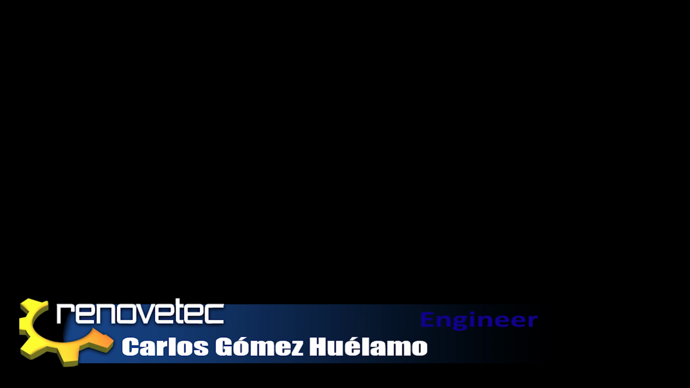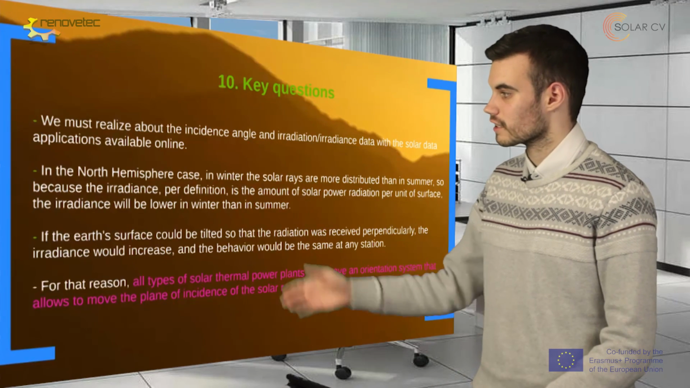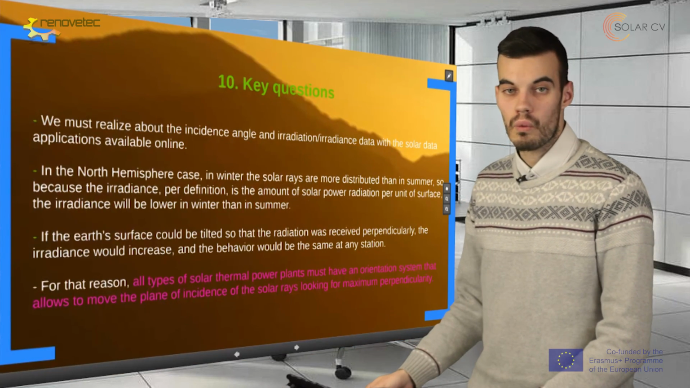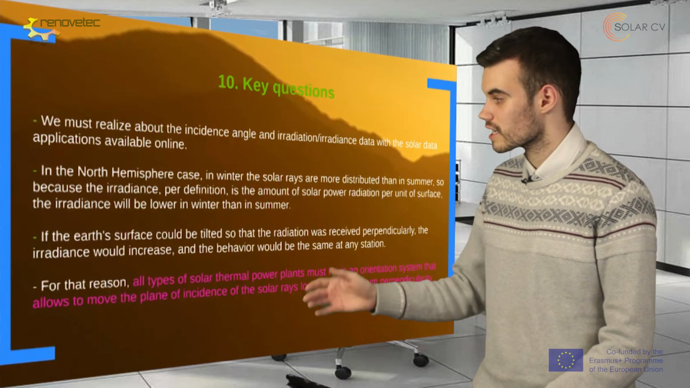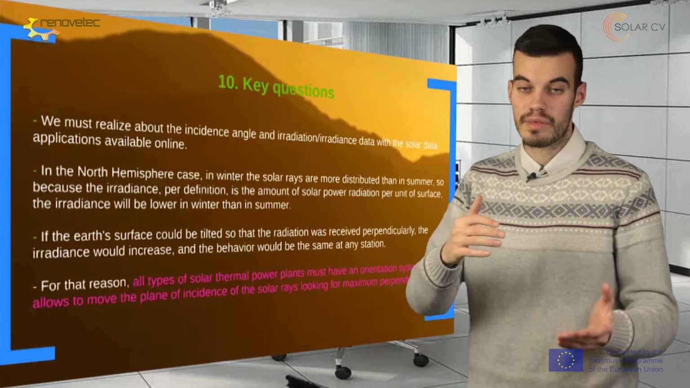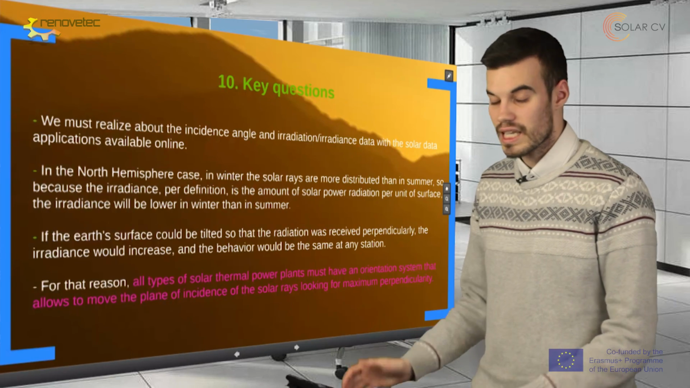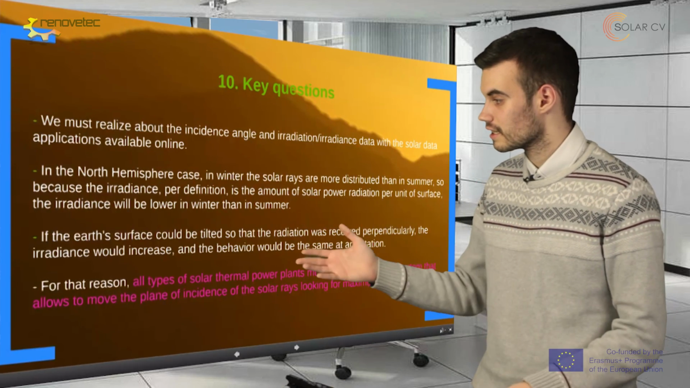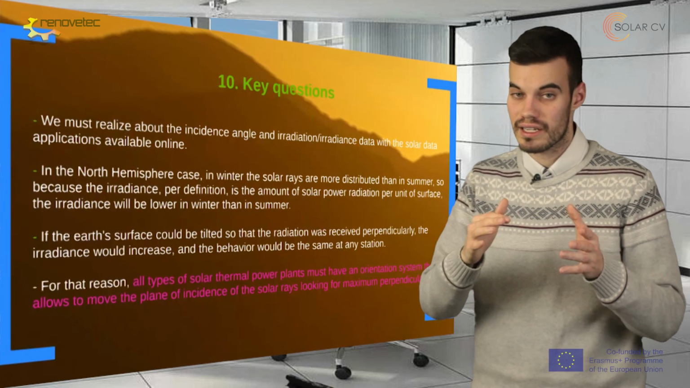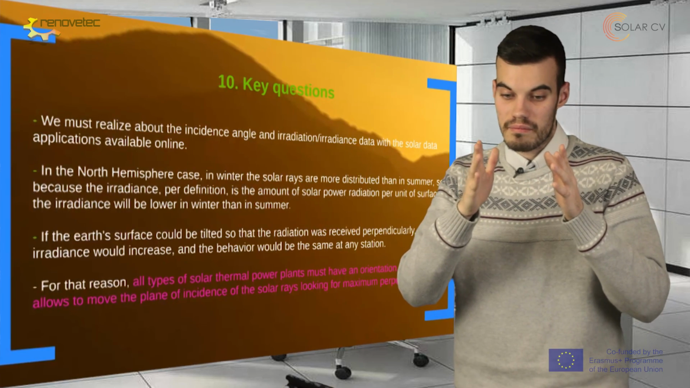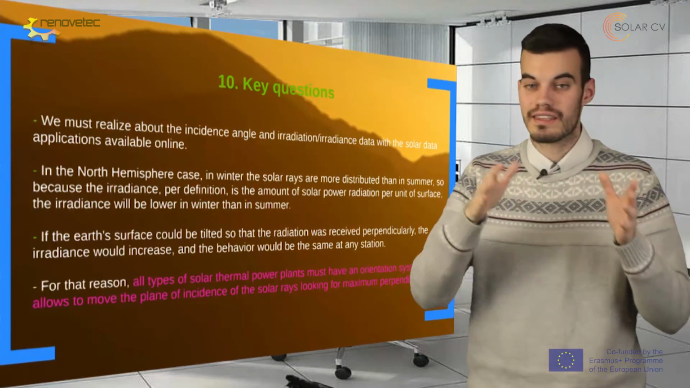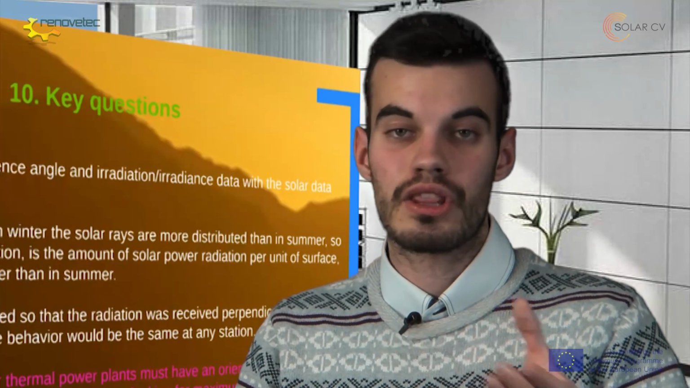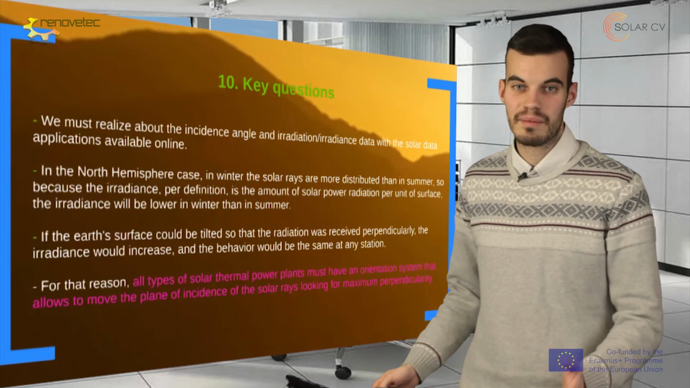So in this video we have seen these concepts. We must realize the importance of the incidence angle and the irradiation and irradiance concepts. We know that for the northern hemisphere case, in winter the solar rays are more distributed than in summer, and in the southern hemisphere it is the opposite. If the Earth's surface could be tilted, the radiation would be received perpendicularly, i.e. for a very good solar thermal power plant, we need a tracking system to follow the sun throughout the day with 2 axes or 1 axis. It depends on our money.